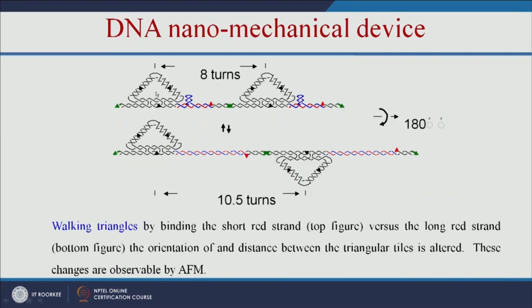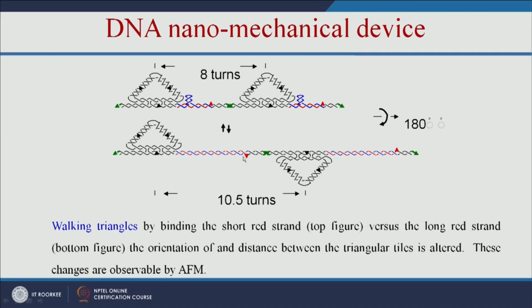You can have this kind of DNA sequence, and when you add a short fragment of single stranded DNA, the red color one, it binds to this single stranded DNA in between these two triangles, and there is also some unbound DNA. So that DNA will form a loop like structure. In this case, both the triangles will be on the top, and when we add the red color strand DNA, which is matching with the single stranded strand, that is the blue color DNA.